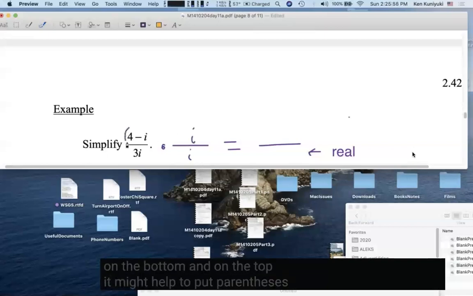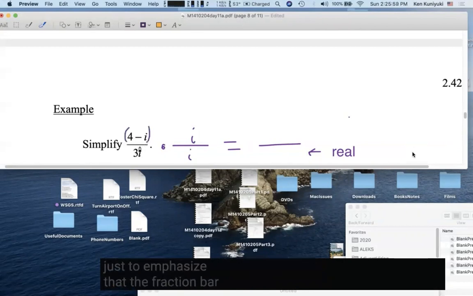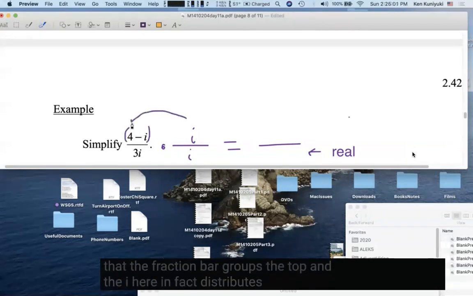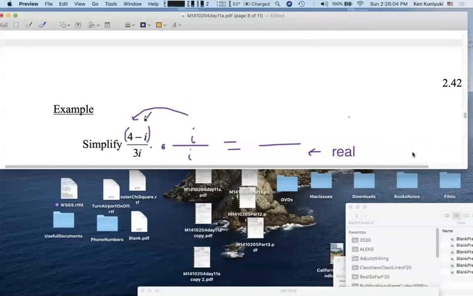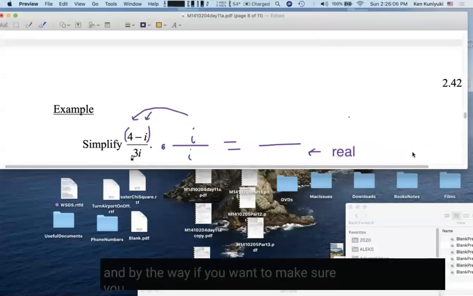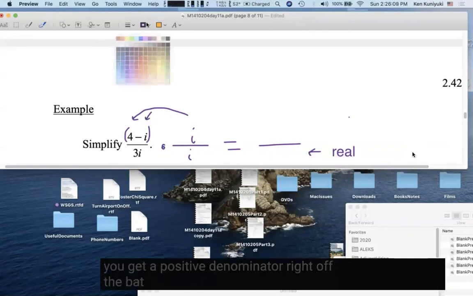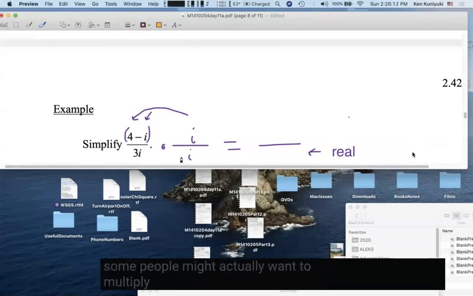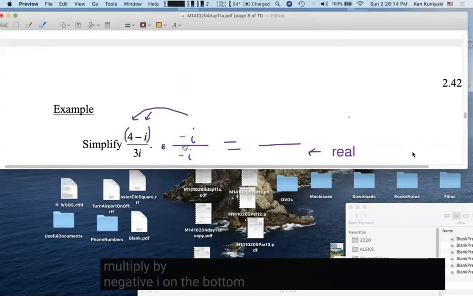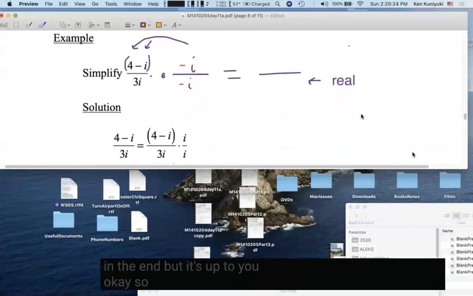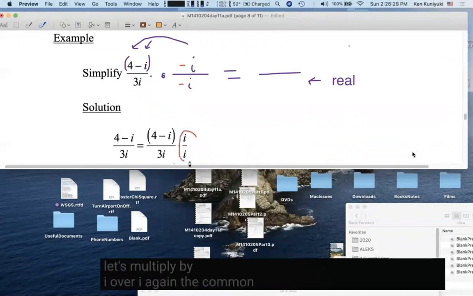It might help to put parentheses here just to emphasize that the fraction bar groups the top and the i here, in fact, distributes. And by the way, if you want to make sure you get a positive denominator right off the bat, some people might actually want to multiply by -i on the bottom and the top, because then the denominator will be +3 in the end. But it's up to you. Okay, so let's take this expression and let's multiply by i over i. Again, the common theme here is that we're multiplying by 1 creatively.